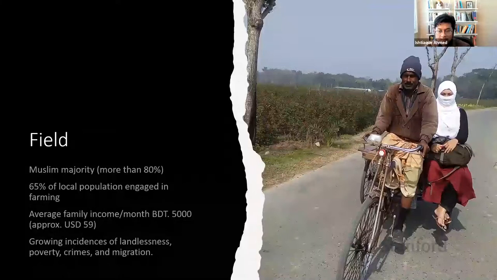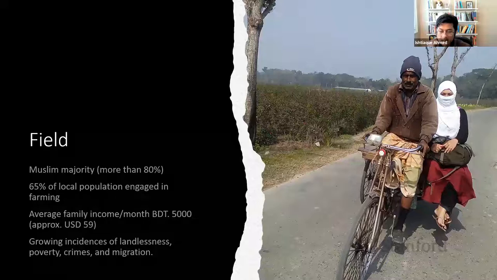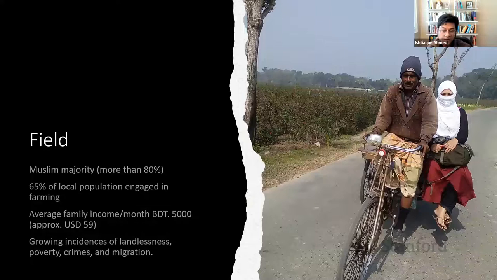So let us first check some of the basic information about the six villages that we studied. 80% of the population in those villages are Muslims, around 19% were Hindus, and the rest are either Buddhist or Christians. 65% of the local population is engaged in farming. Jeshur is famous for producing rice, cotton, lentils, and jute. Around 20% of the villagers are fishermen, and the rest are engaged in various other professions, including pottery, weaving, and other small businesses. The average monthly income for a family is 5,000 Bangladeshi taka, which is equivalent to $59. Various recent reports show that these villages are increasingly suffering from landlessness, poverty, crimes, and migration to cities.